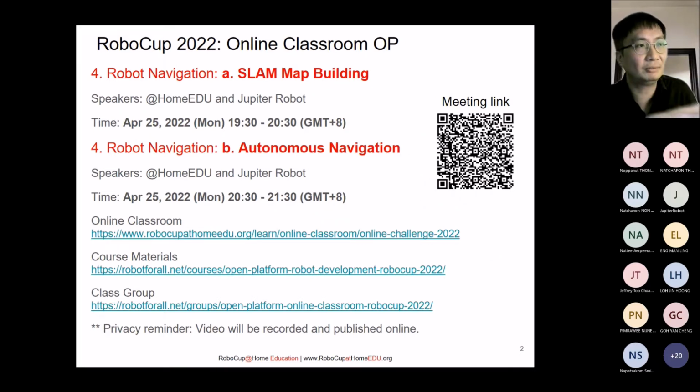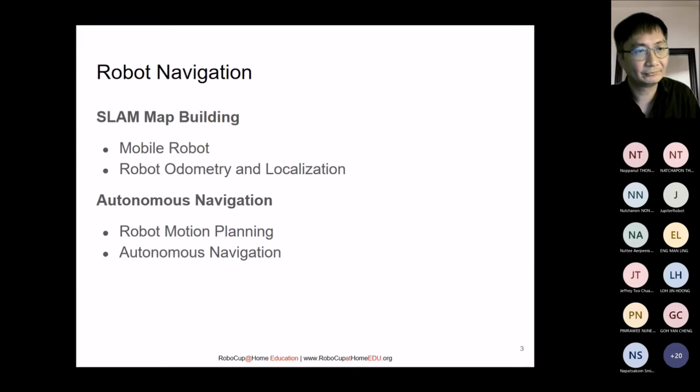Autonomous navigation means the robot is going to decide how to move from point A to point B. You only tell the robot where to go and where the starting point is, and the rest is done by the robot. And this is autonomous navigation.